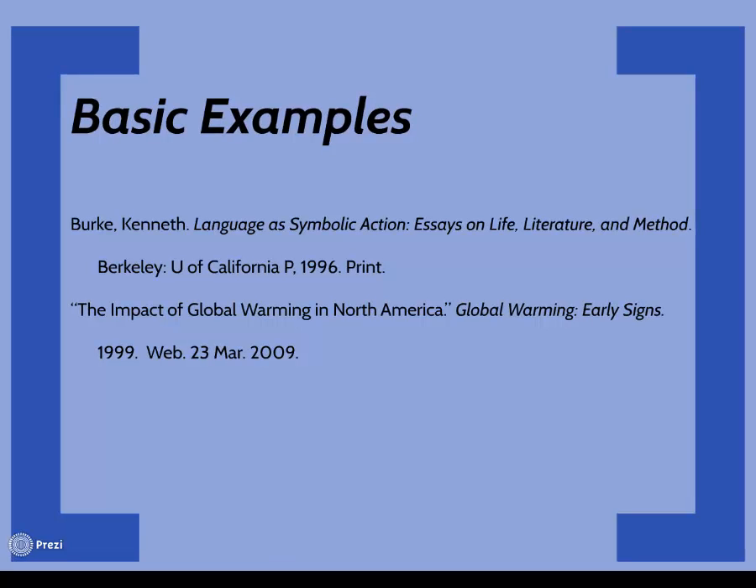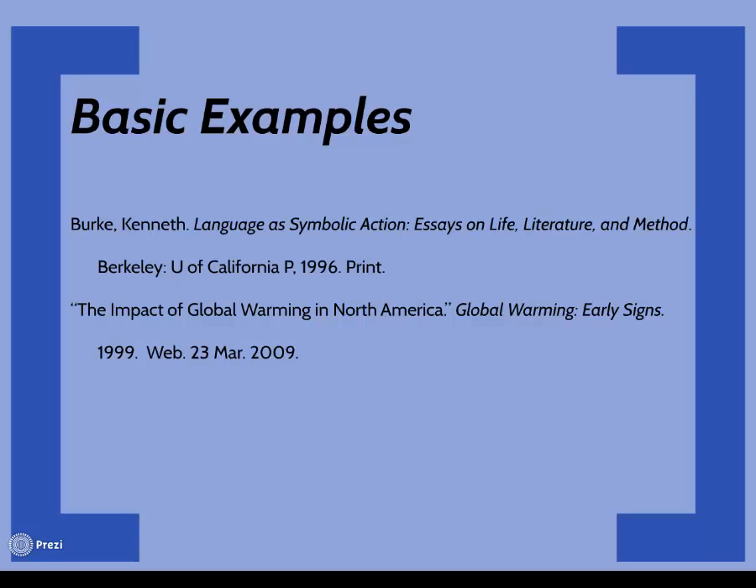So you'll see we have writer's last name, comma, first name, then we have the italicized title of the book. Then we have the place of publication, we have the publisher, which you'll see is abbreviated in a certain way. In this case, that's University and Press, and guides will tell you all about that. Then we have the year of publication, then we have the type of publication.